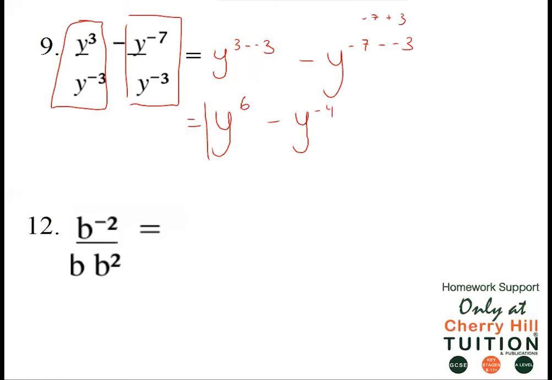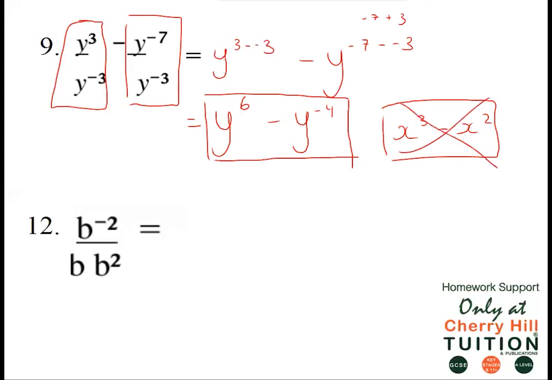So we can't simplify this further because the powers are not the same. So we cannot take away two things that have different powers. For example, it's like taking away x cubed minus x squared. They are not like terms, so we cannot simplify this any further. In the same way, we cannot simplify y to the power of 6 minus y to the power of minus 4.